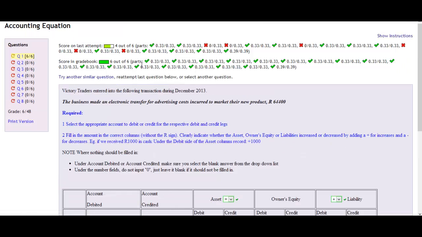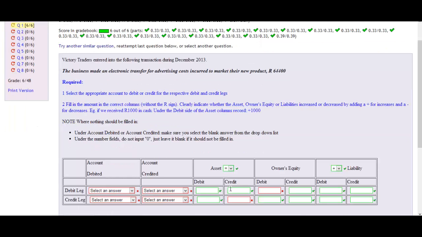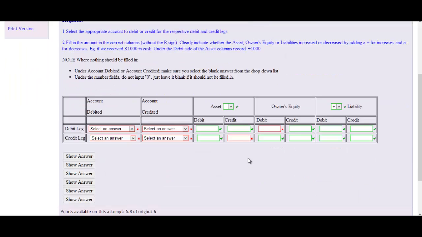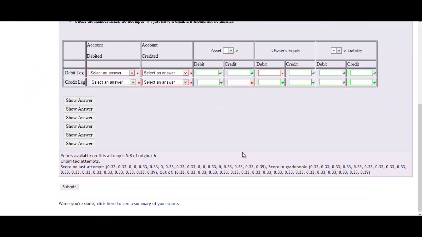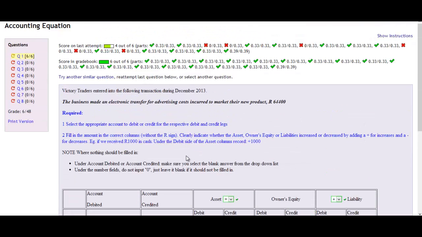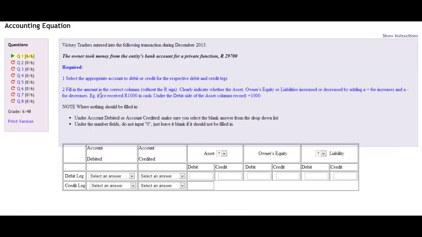You can click OK. And it's going to give us our mark. The score on the last attempt, 4 out of 6. Okay, even though we filled in nothing, a lot of the blanks is in fact correct. So assets is equal, that we got right, but we never filled in our debits and credits, and we never filled in the appropriate amounts in the correct column. Alright, so then we can say try another similar question because we have to get 100%. So let's try another similar question.